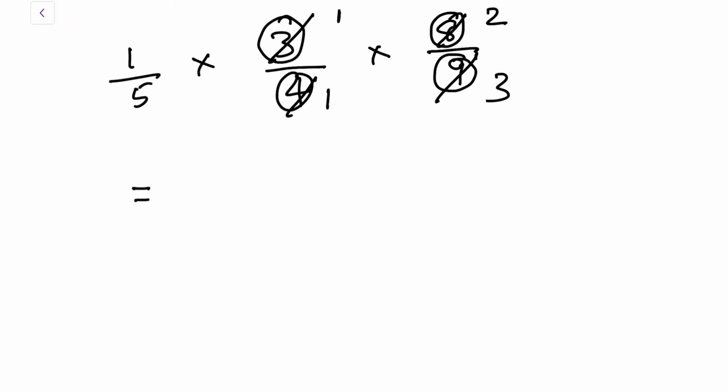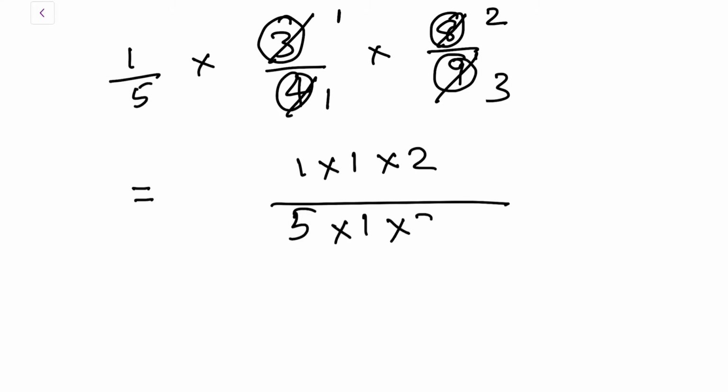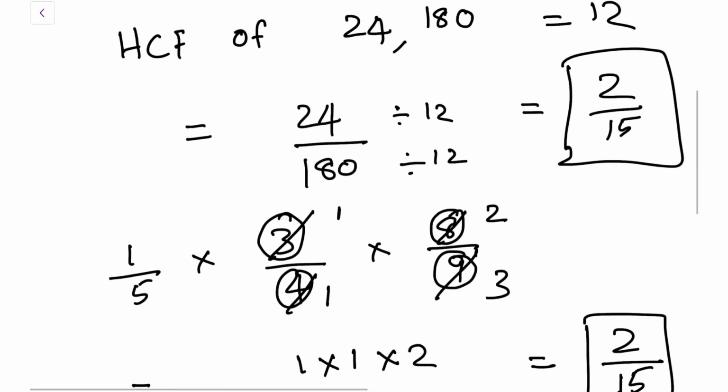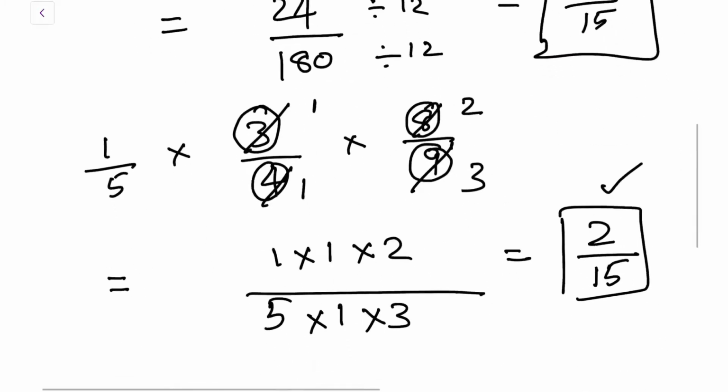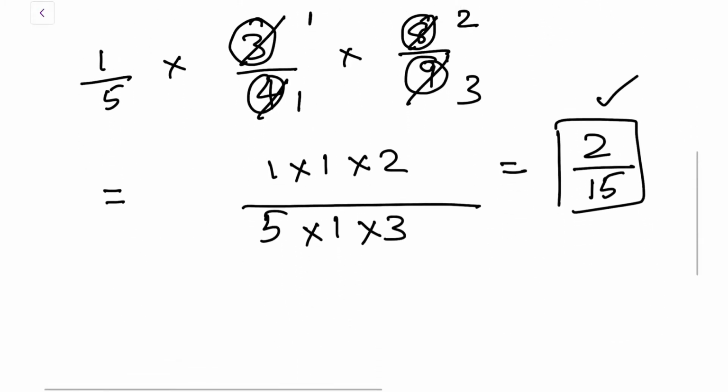And now you have to just multiply all the numerators and multiply all the denominators. So 1 into 2, that is the product of numerators, divided by 5 into 1 into 3, that is the product of denominators. If you do that, you get 2 by 15, which is the same answer that you got for the previous method. So in this method, first you will have to see if there are any common factors, and then you can cancel any numerator with any denominator. So we saw that 3 and 9 have a common factor of 3, and 4 and 8 have a common factor of 4.